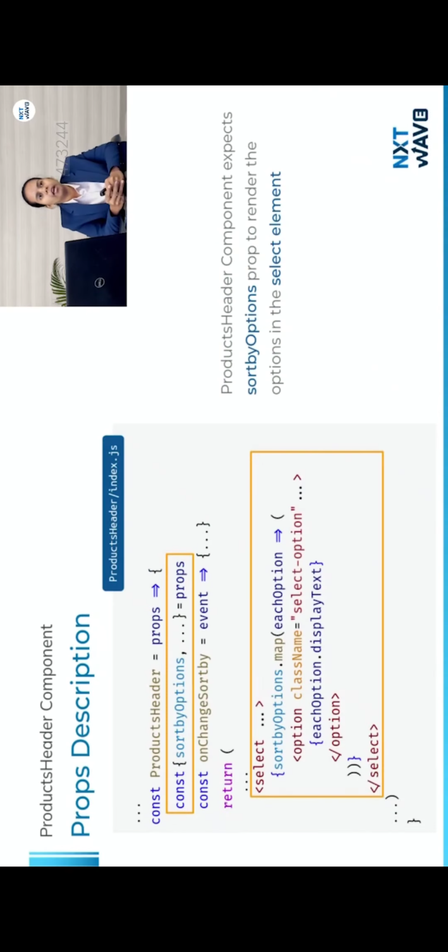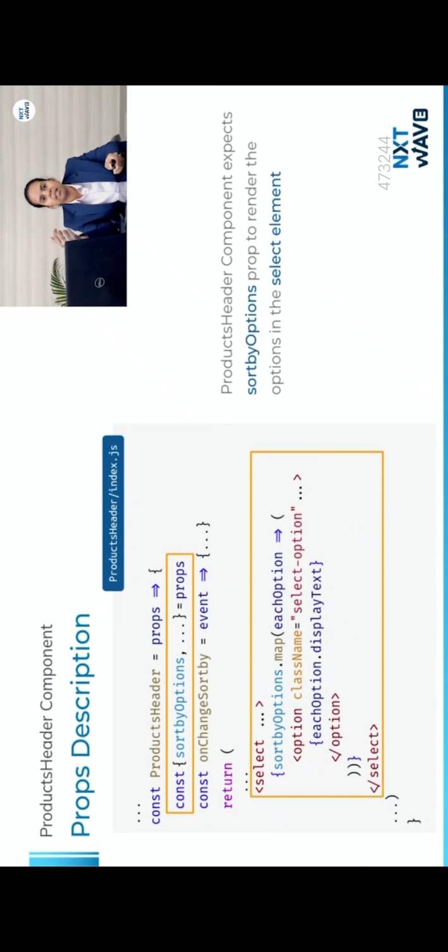Here we'll start with the props that we need to pass to the products header component. The first prop is sort by options. This prop contains the list of option details that need to be displayed in the dropdown. In the dropdown there is a list of options that need to be displayed, and those will be sent as a prop to the products header. Then we are iterating over that list and displaying those options. You can see it there below: within the select element, we are iterating over the options and displaying them. So this is the first prop that we need to pass to the products header.